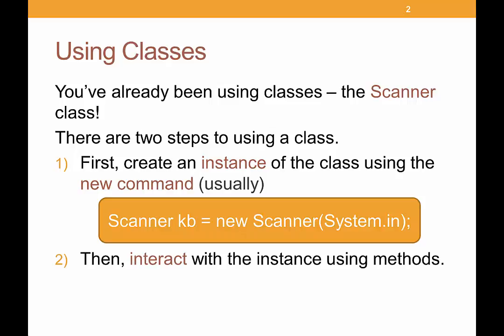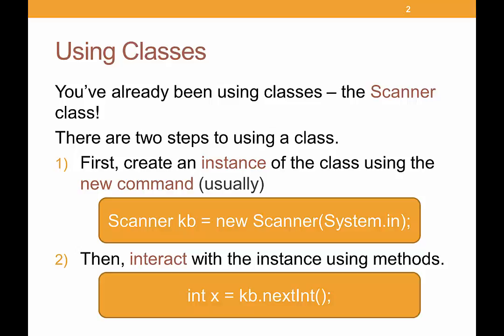Then we want to interact with our instance using the methods. We've read in an integer by saying int x equals kb.nextInt. So what happens is the computer is going to wait until the user hits a number, and when you hit the number, then enter, it gets read in by kb.nextInt and stored in the variable x.